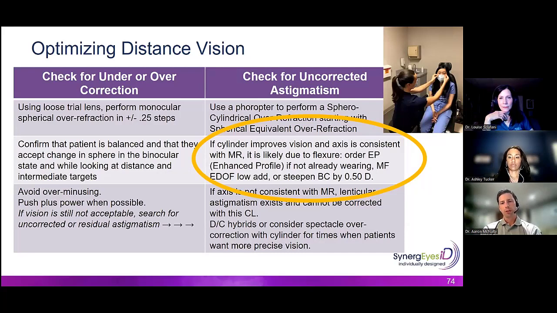But if there's residual astigmatism, a lot of times the slightly thicker GP portion, an enhanced profile, a beefier GP, will help to cover some of that sill and help to eliminate it. And for me, that's been a very effective problem solver.